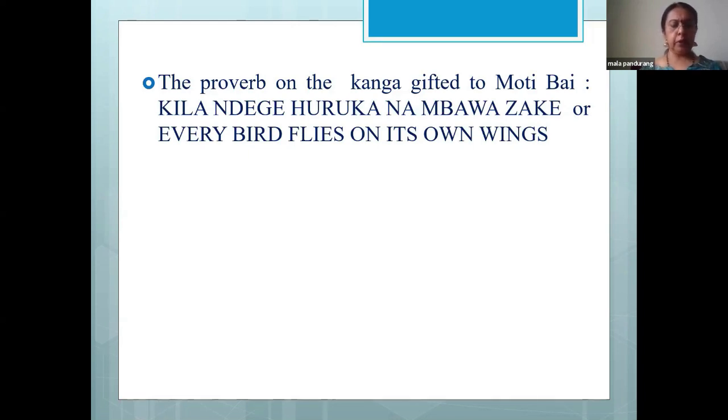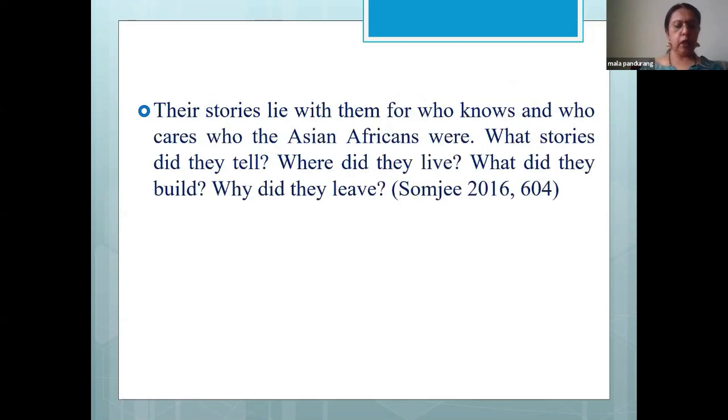On the eve of her departure from Africa, she visits the cemetery of the Kojas in Nairobi, where two generations of her ancestors have been buried. A deeply distraught Motibai asks herself at the graves of her ancestors as to what would happen to the legacy of the community in East Africa after they have been compelled to migrate outwards. Their stories lie with them, for who knows and who cares who the Asian Africans were. What stories did they tell? Where did they live? What did they build?